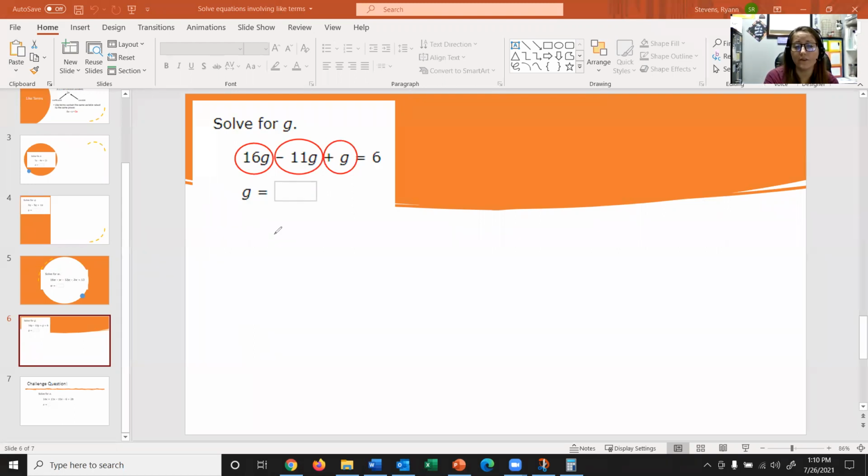We can take those coefficients. So I can say 16 minus 11 is going to be equal to 5. So I did these two already. And then we're going to add 1, which is going to give us an answer of 6. Now we have to bring that variable back down, and we want to say 6G is equal to 6.